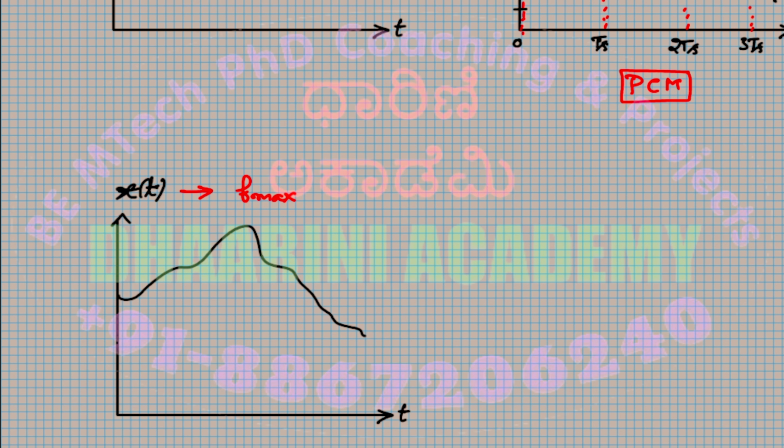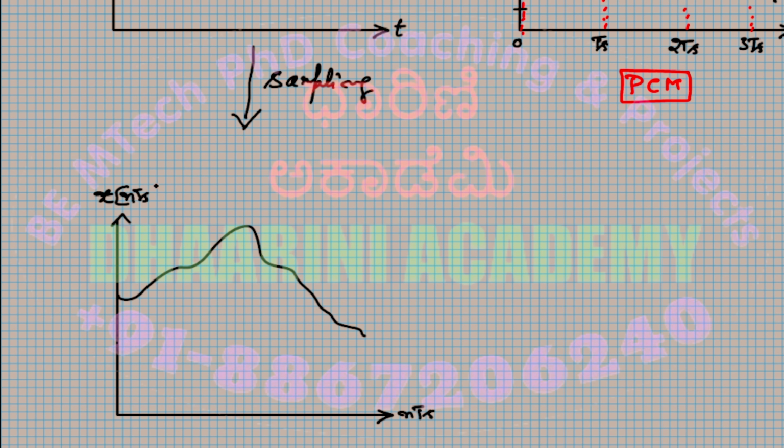I still go with the same process of sampling. There will be sampling. This is the first thing. Again, this will be x of nts only. It's still the discrete version. No problem with the sampling of that. So I have nts, and I'm going to have x of nts itself here.